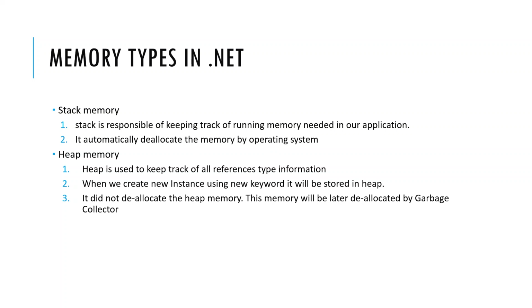So how does the .NET Framework manage memory? There are two memory types in .NET: one is the stack memory, and the second is the heap memory. In the case of stack memory, the stack is responsible for keeping track of running memory needed in our application. It is automatically deallocated by the operating system. In the case of heap, the heap is used to keep track of all the reference type information. When we create a new instance using the new keyword, it will be stored in the heap. It does not deallocate the heap memory automatically. This memory will later be deallocated by the garbage collector.